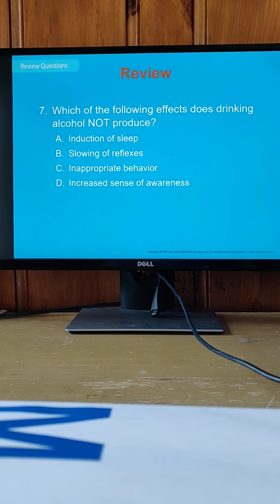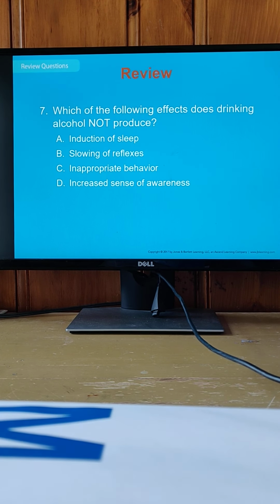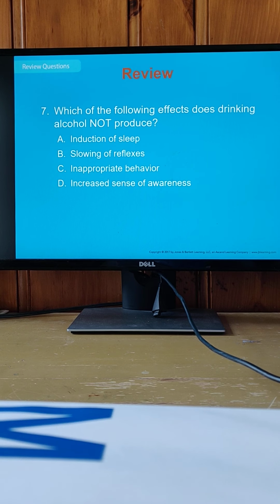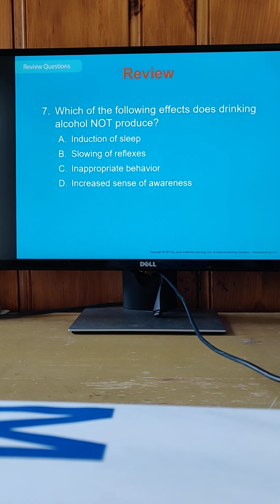Number 7. Which of the following effects does drinking alcohol not produce? Induction to sleep, slowing of the reflexes, inappropriate behavior, or increased sense of awareness?